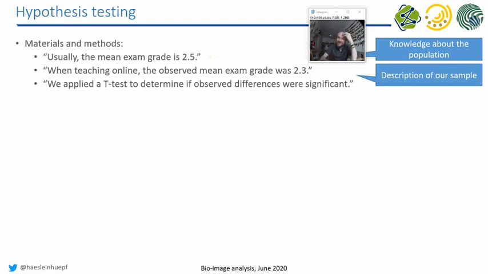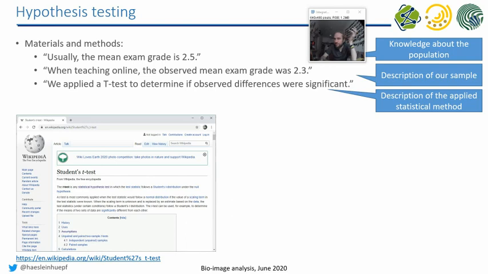And we applied a t-test, this is what I will show you next, to determine if these observed differences were significant. So we first of all describe our population, then we describe our sample, then we describe the statistical method we apply in order to learn something.